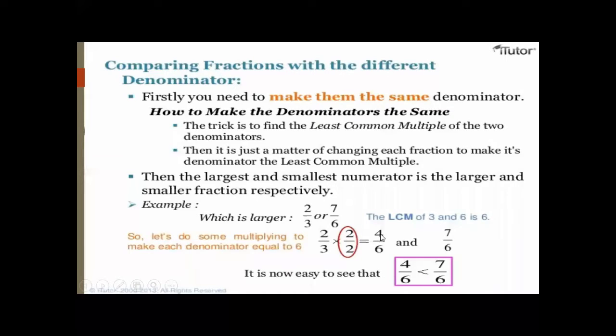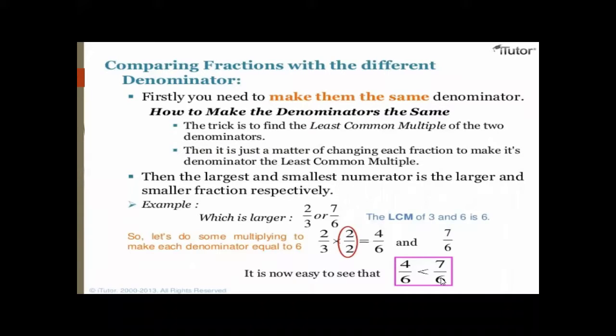If we check here, our denominators have become the same. So after the denominators are the same, we will check the numerators. We can see that our larger numerator is 7. Our larger fraction is 7 upon 6.